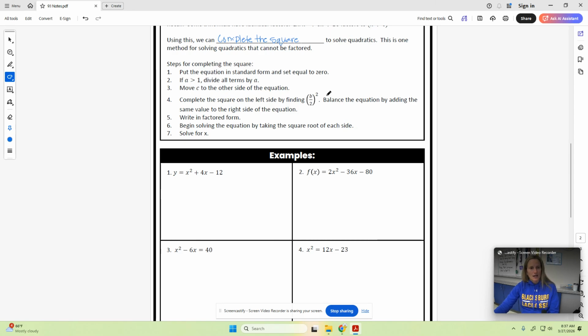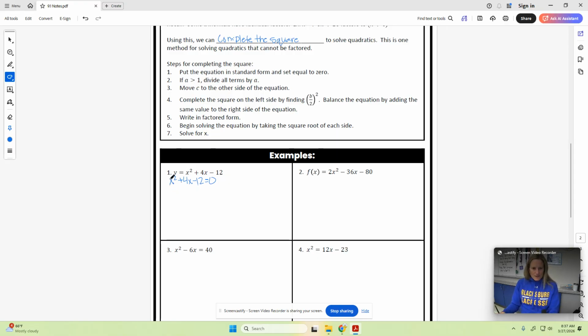So the first thing you need to do is put it in standard form and set it equal to 0. In other words, you need to make sure that you have those exponents in descending order and set it equal to 0. So that's what we're going to do here. Then, if you have a leading coefficient that is greater than 1, you need to divide all of the terms by that. So we can only do this method when a is 1.